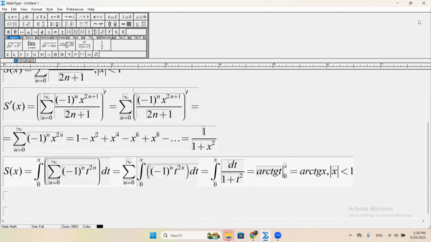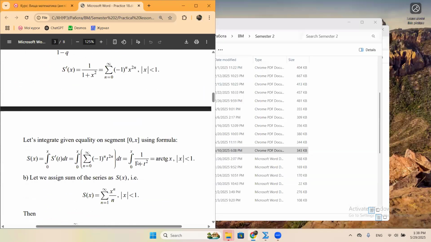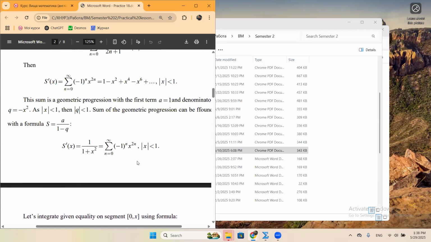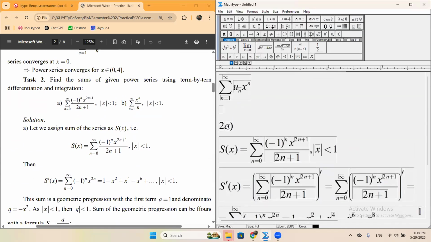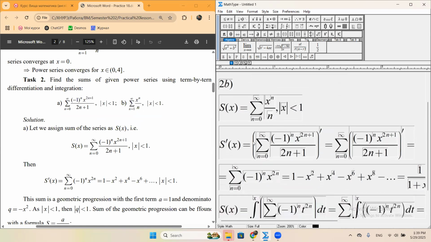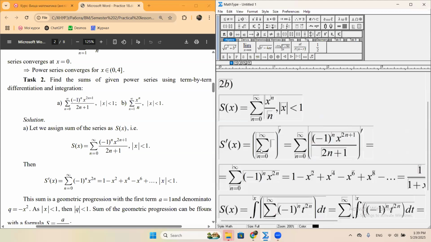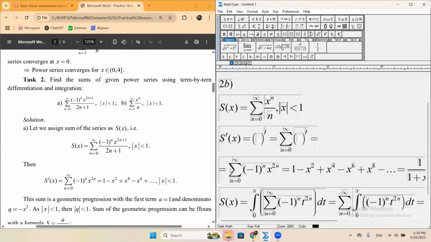Okay, if no questions, let's move next. Let's have more exercise with calculating sum. Let's solve B as well. S of x equals the sum of x in power of n divided by n, and modulo of x is less than 1. Okay, let me erase it.